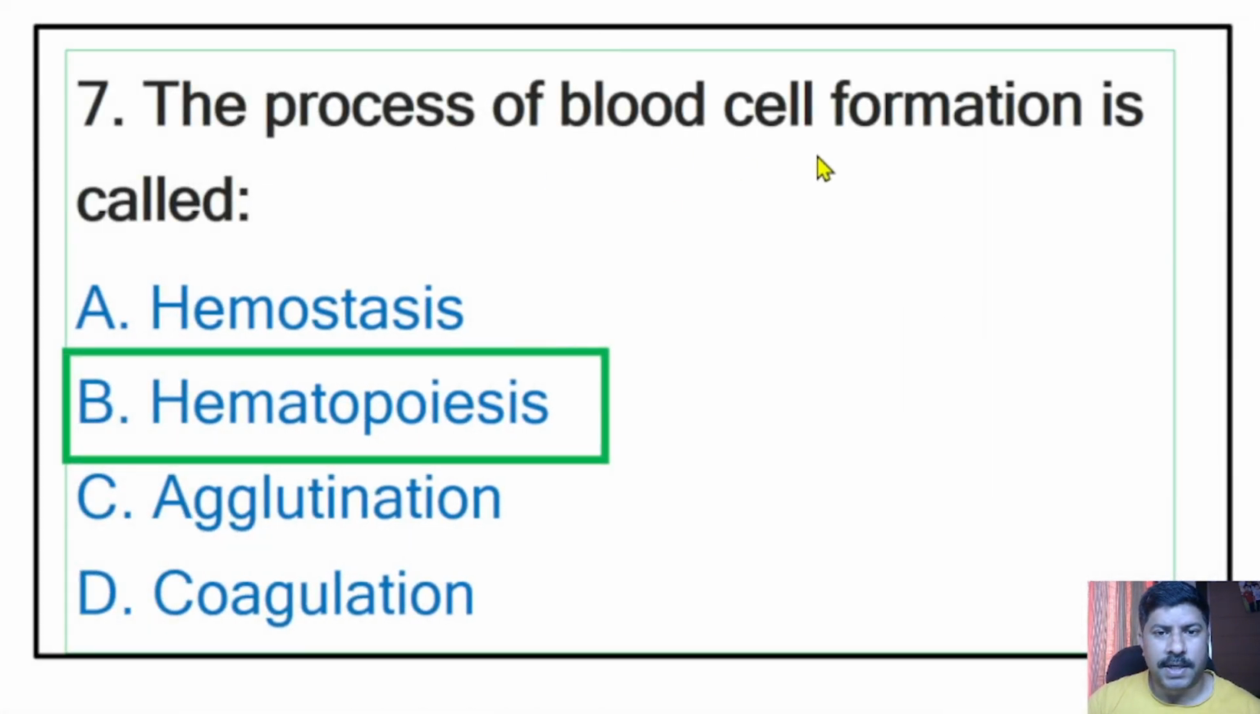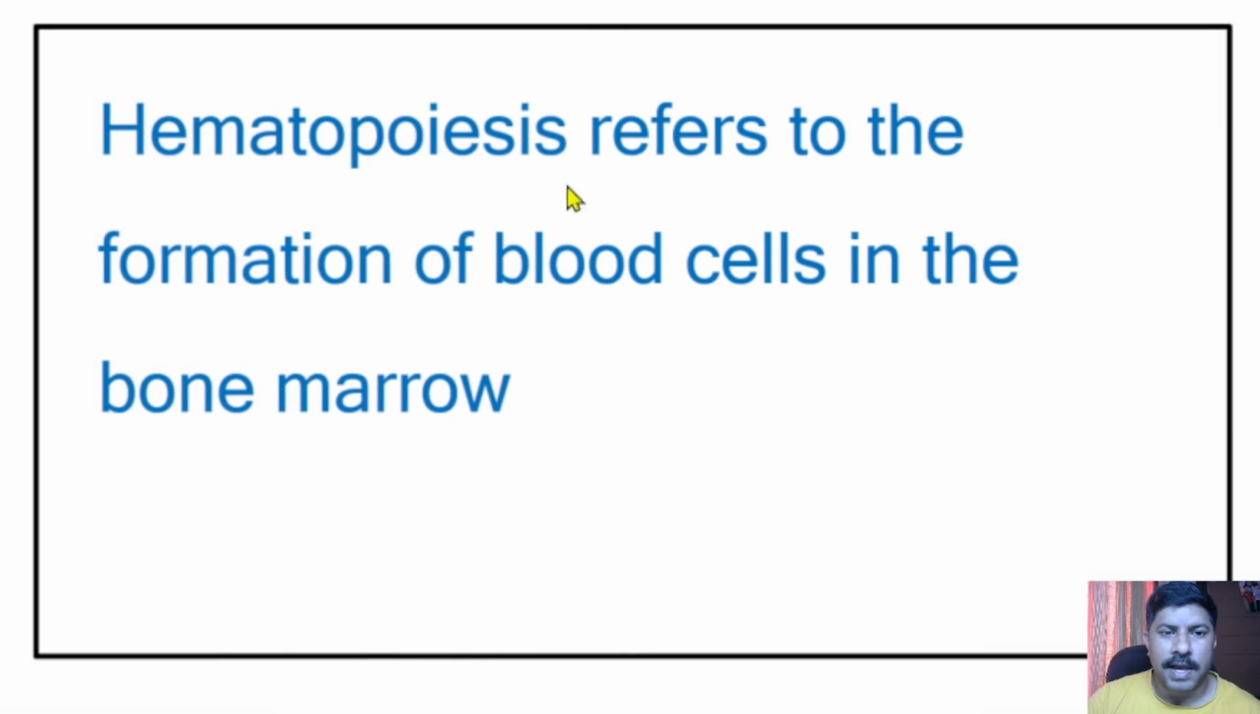The process of blood cell formation is called hemostasis, hematopoiesis, agglutination, coagulation. The correct answer, hematopoiesis. Hematopoiesis refers to the formation of blood cells in the bone marrow.